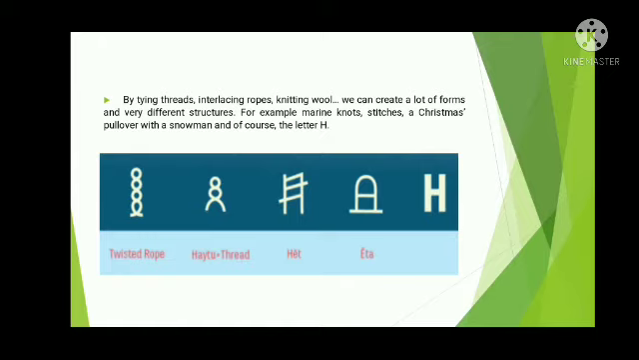We have the first image here. We have the twisted rope and it turns into heth, the thread, the heta, the eta representations of the Greek, and now it turns into the modern letter H that we have today.